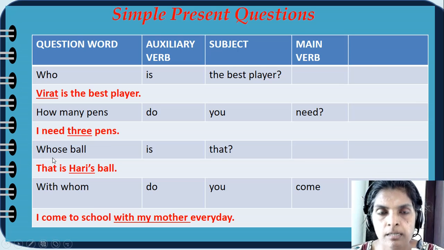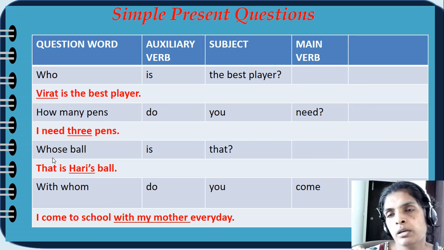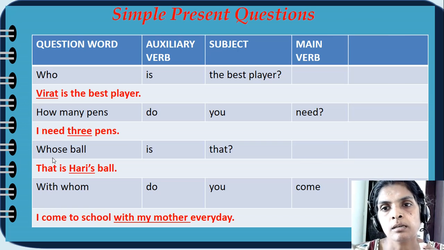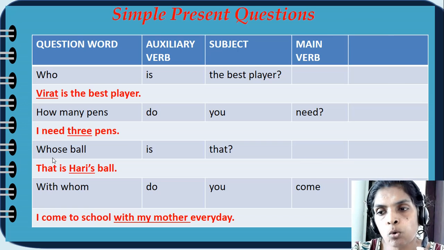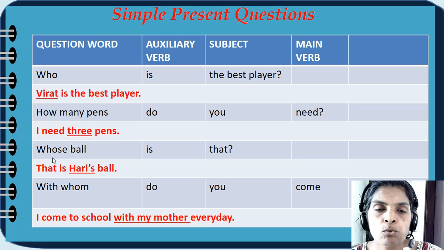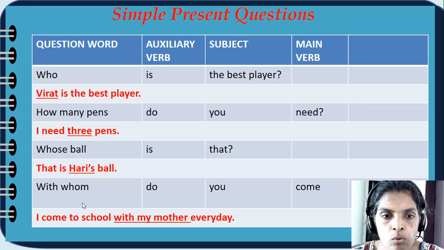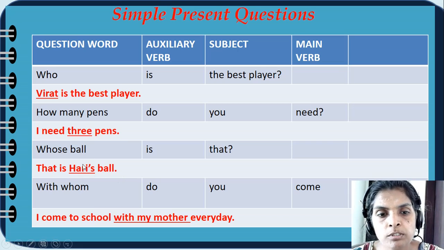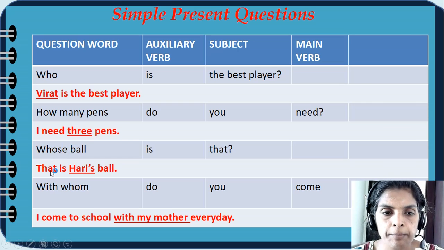Whose ball is this? Again, if you want to know to whom something belongs, it belongs to somebody, then you will ask whose. Whose ball is this? This is Hari's ball. See this apostrophe means this ball belongs to Hari. That is why you will say whose, W-H-O-S-E.